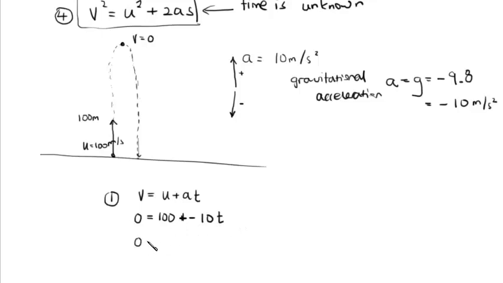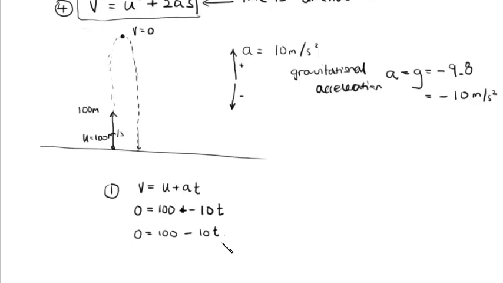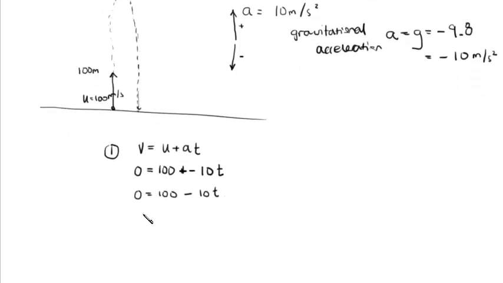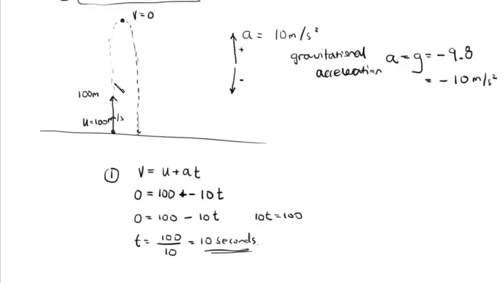So this in fact simplifies down to 100 minus 10t. And you can just figure out the time. You can move this negative 10t to the other side. Then you get 10t equals 100, and t is equal to 100 divided by 10, which is equal to 10 seconds.